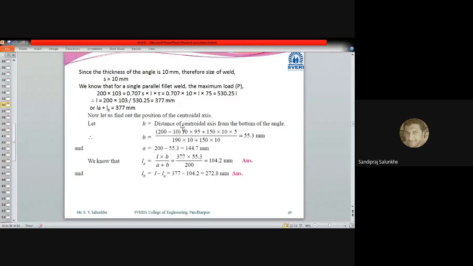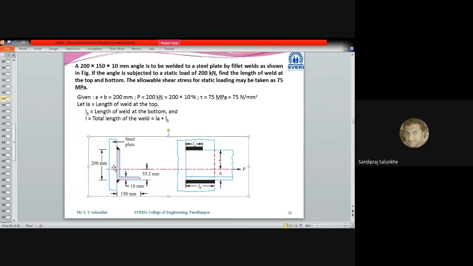By calculating this, which you have learned in AME as well as in applied mechanics, how to find the centroid, and for that we require the formulae by means of which we can calculate the centroid, the value we get for the centroid is 55.3 millimeter. Once you calculate B, the distance from the lower side, you can calculate A, because A is 200 minus that length. I'll take the diagram for reference on the next slide.